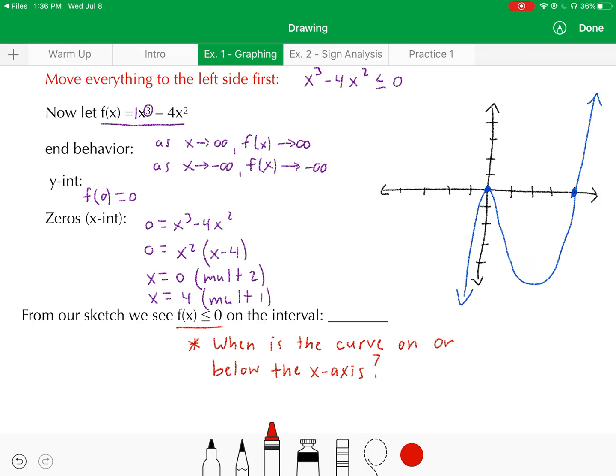So we can see that that is happening on the interval negative infinity all the way up to 4. Negative infinity to 4. So you could write it like that, or of course you could say x is less than or equal to 4. There's your solution. Okay. Now, your second way of doing this is with a sign analysis.